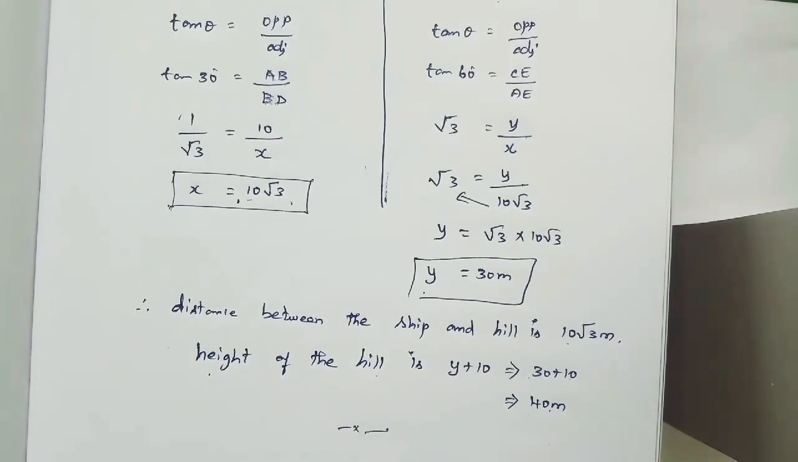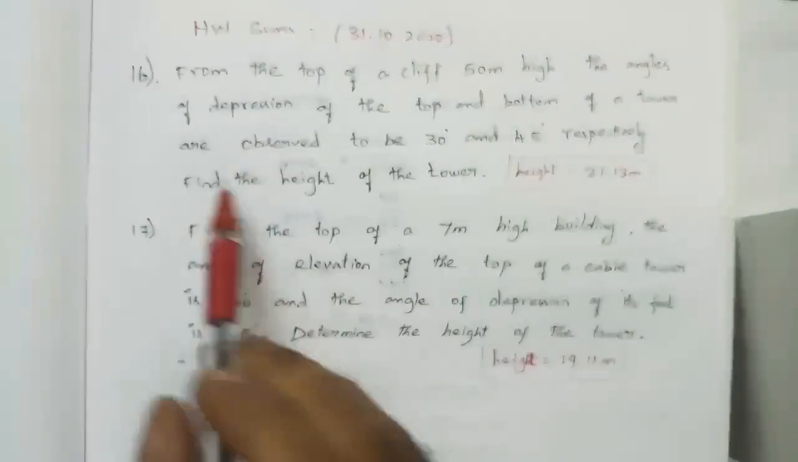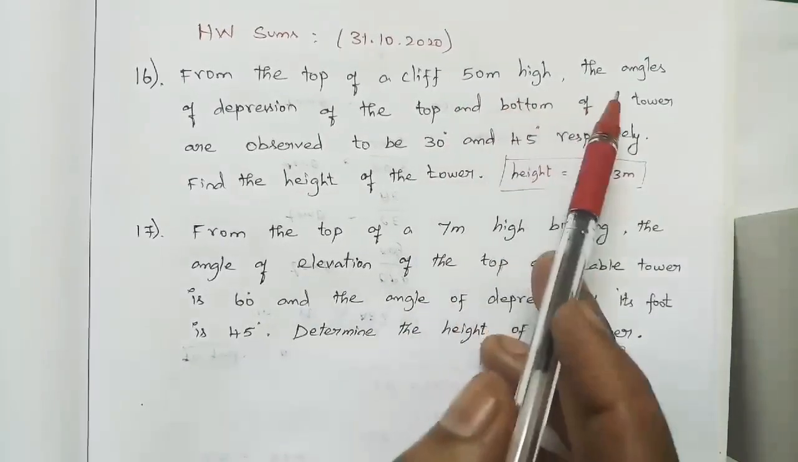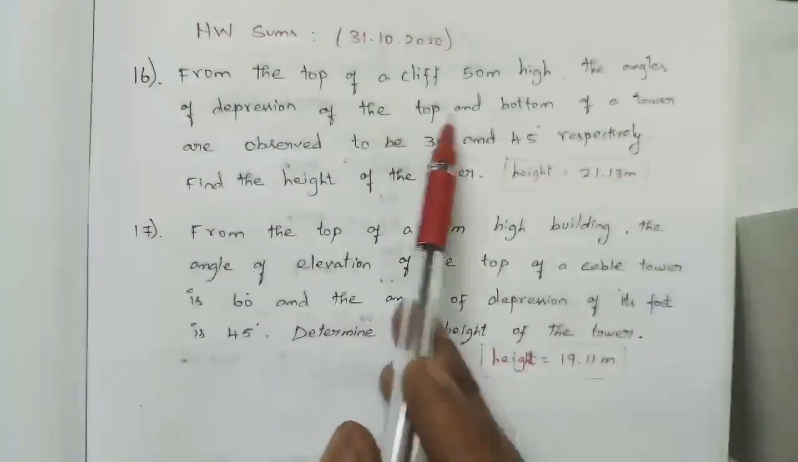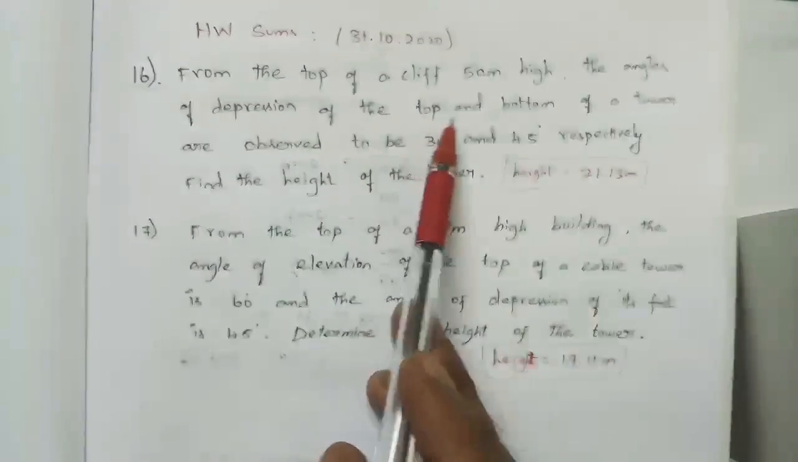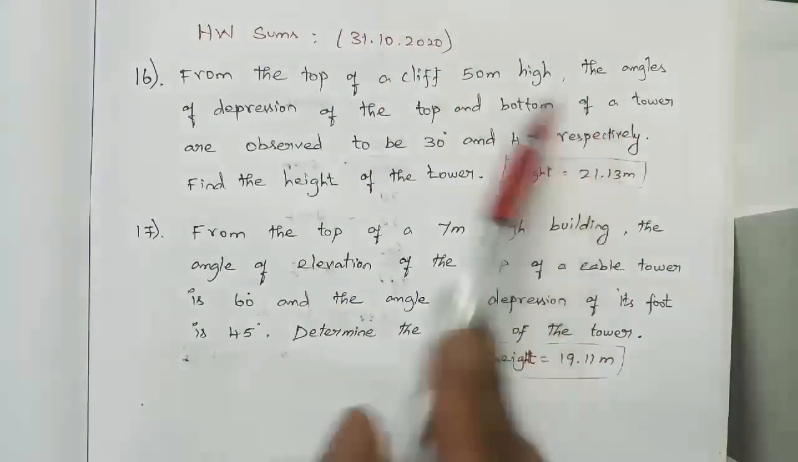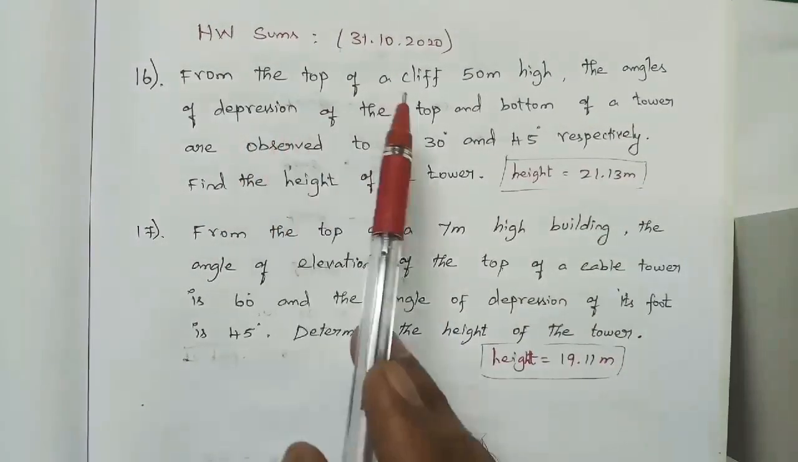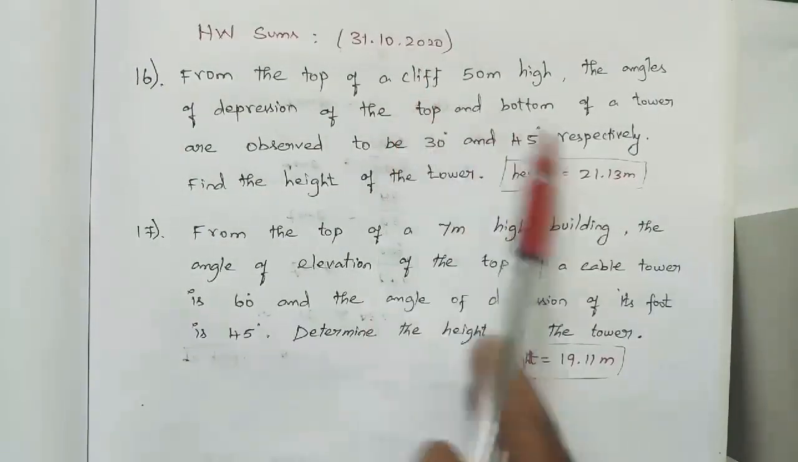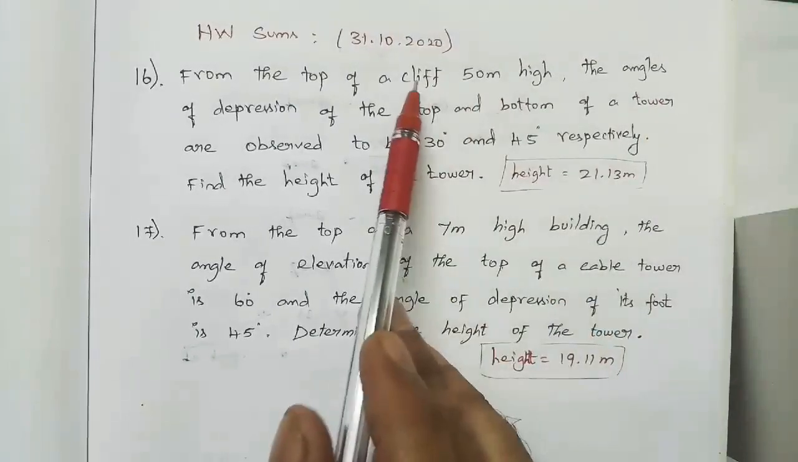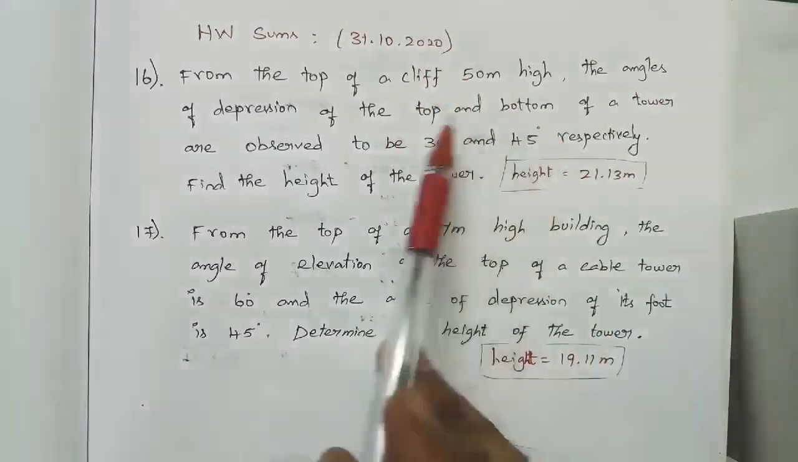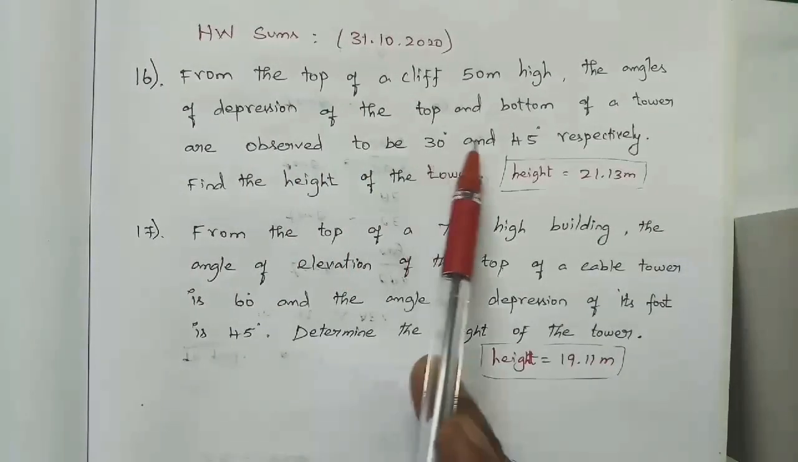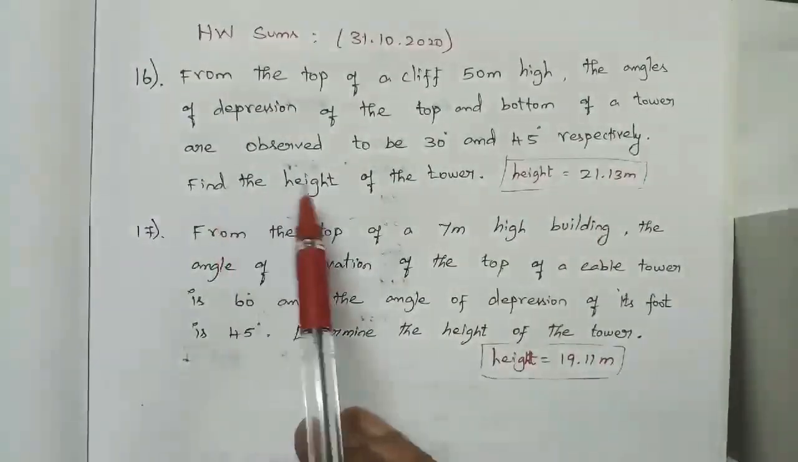That's all, right? But in your homework sum number 16: from the top of a cliff 50 meter high, the angles of depression of the top and bottom of a tower are observed to be 30 degree and 45 degree respectively. Find the height of the tower. They are discussing two things: one is the cliff, the next one is the tower. The cliff is the bigger one compared to the tower.